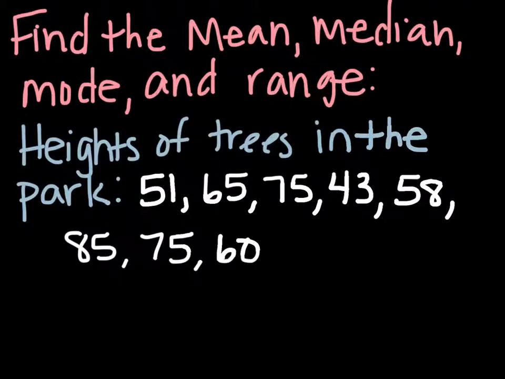Now find the mean, median, mode, and range of this data set. This data set represents heights in feet of trees in the park. The trees are 51, 65, 75, 43, 58, 85, 75, and 60 feet tall. Go ahead and record your answer for this one, and when I see you in class tomorrow, we'll do some more work with mean, median, mode, and range.